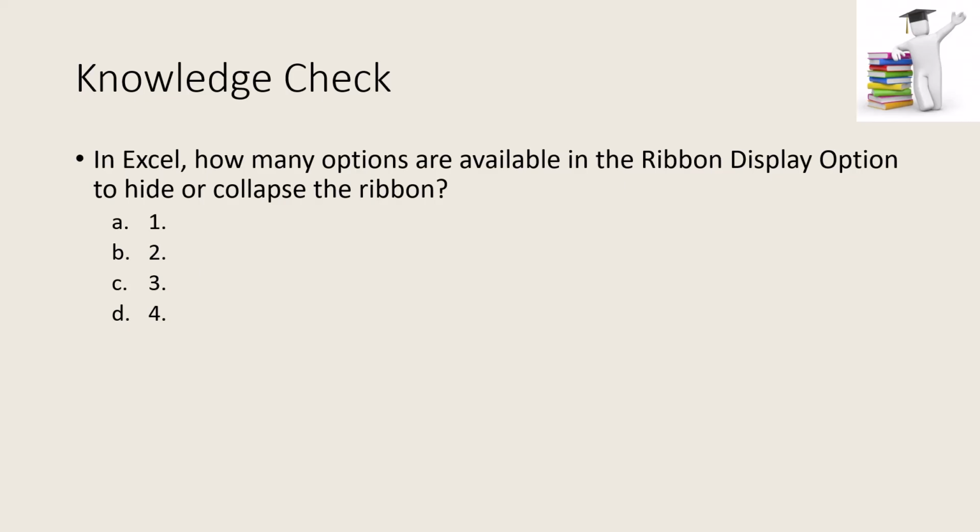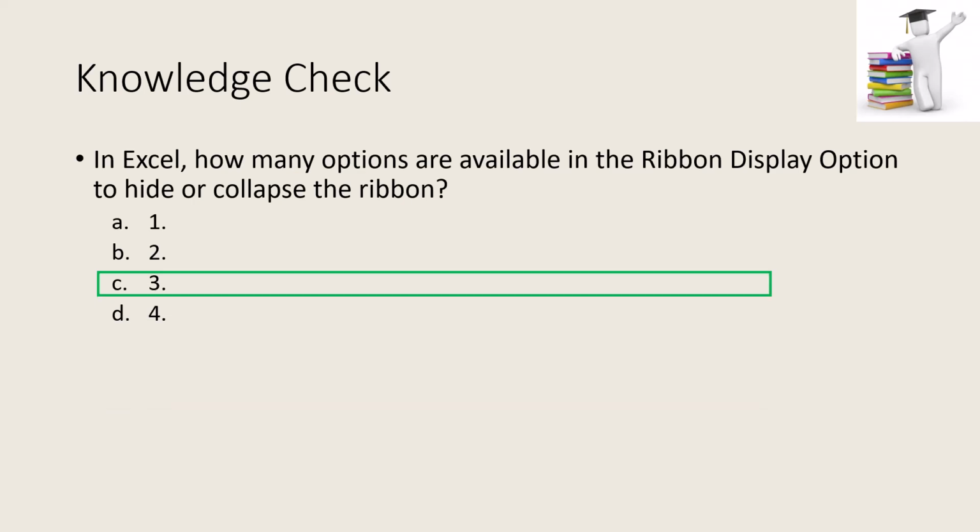In Excel, how many options are available in the ribbon display option to hide or collapse the ribbon? A, 1, B, 2, C, 3, D, 4. The answer is C, 3.